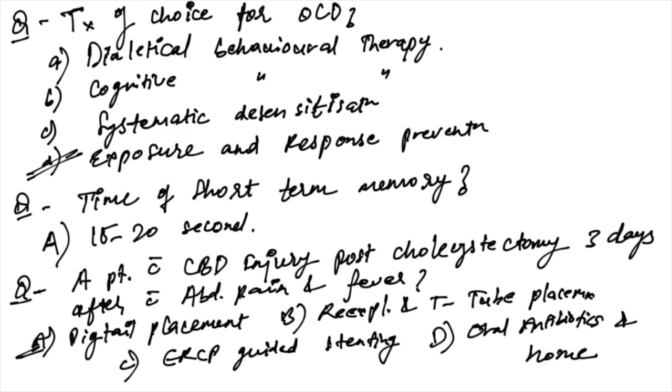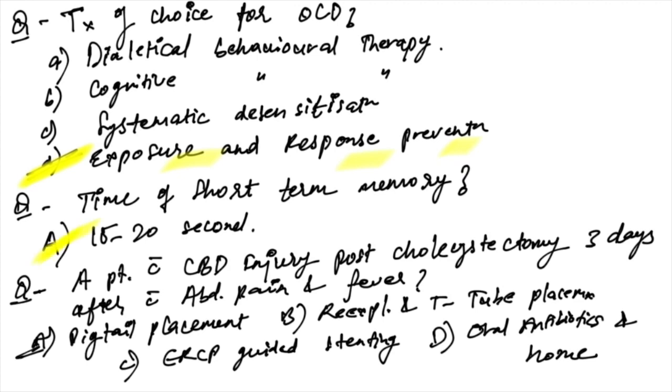Now, the treatment of choice for OCD. Dialectical behavioral therapy is not the treatment of choice. Cognitive behavioral therapy is not the choice. Systematic desensitization is not the choice, but exposure and response prevention is the treatment of choice for OCD. Now, time for short-term memory, so 15 to 20 seconds is the answer for that.